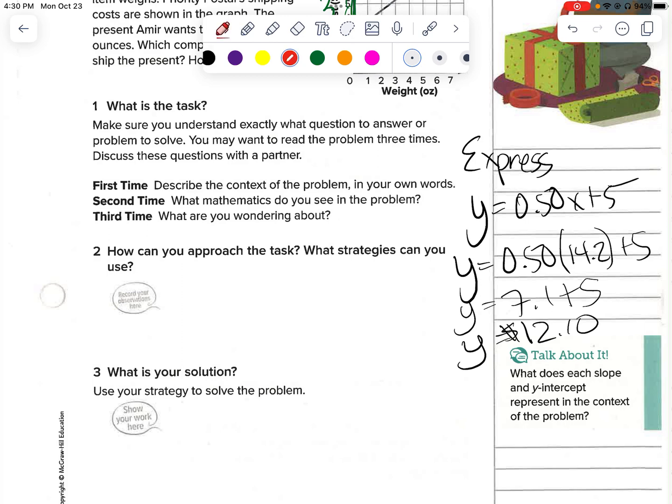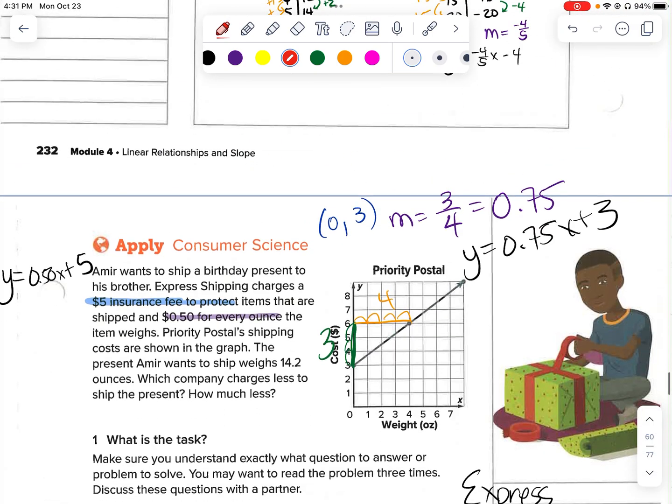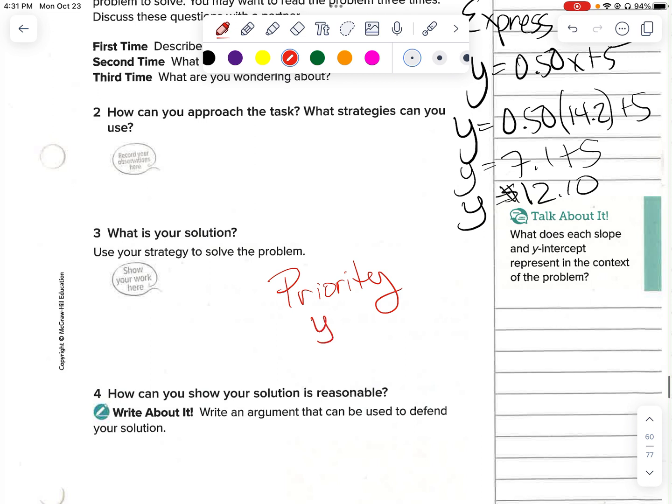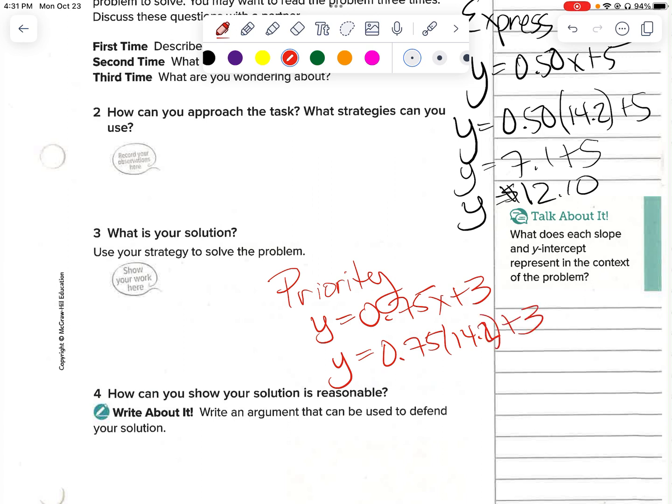Now, if I do priority, we said 75 cents plus 3. So we're going to replace x with 14.2, not 1, plus 3. So 14.2 times 0.75. This gets me $10.65 plus 3. So that's going to get me $13.65.